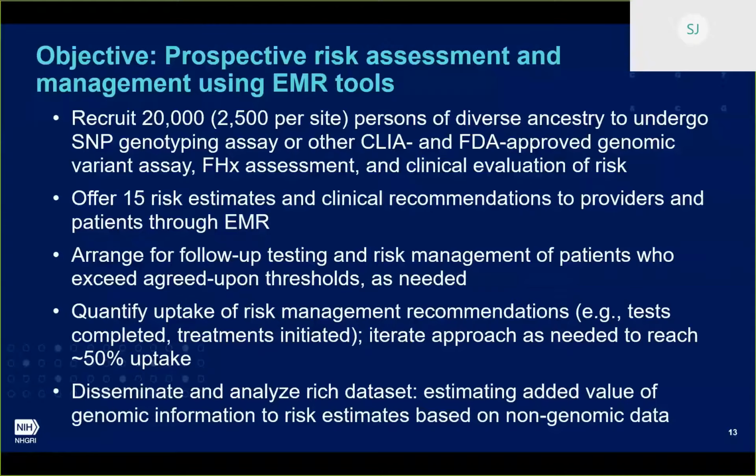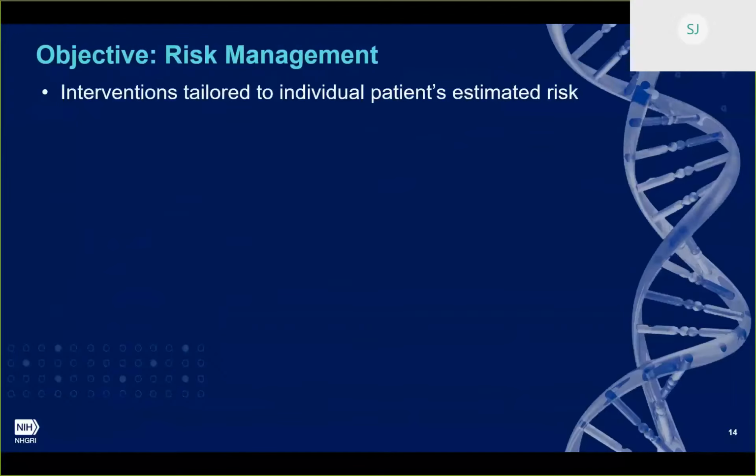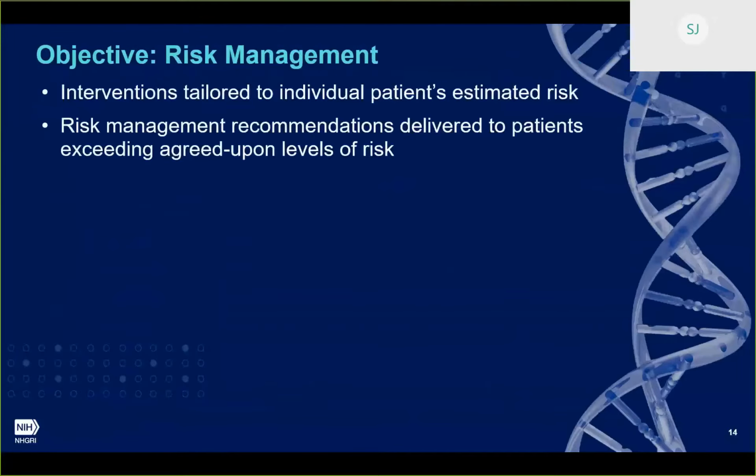In order to complete this clinical trial, you will need to capture data from all the sites. This will include clinical genetic information, and this will be analyzed centrally to be able to understand what the impact of each of these risk assessments are on the patient population. So risk management, this can include interventions tailored to individual patients' estimated risk. The risk management recommendations delivered to the patients exceeding an agreed upon level.